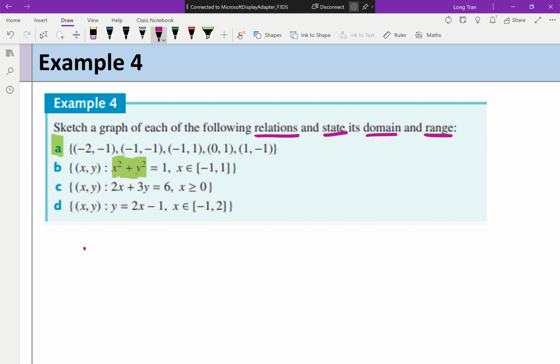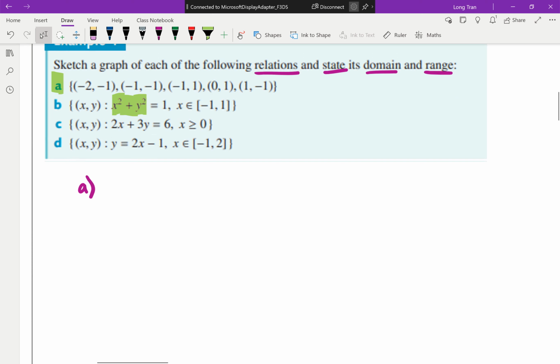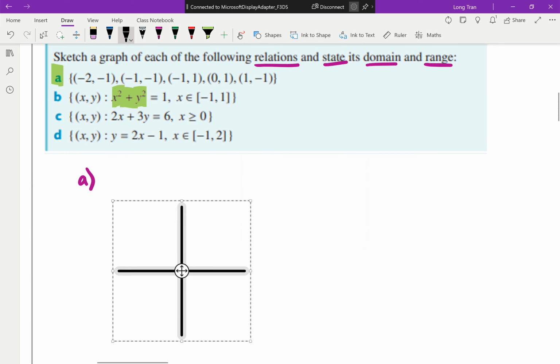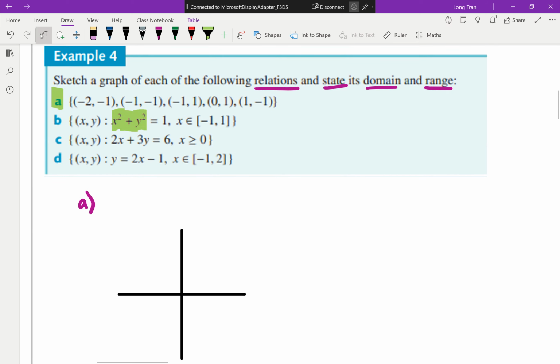If we were to sketch a graph for A, I'm just going to quickly do an axis. Here's my axis. I've got -2, -1. So -2 is here, -1's here. So I've got a dot at -2, -1. I've got -1, -1. So it looks like it's here. I've got -1, 1. Oh, it's over here. And then I've got 0, 1, which is over here. And then 1, -1. So 1, -1 is over here.